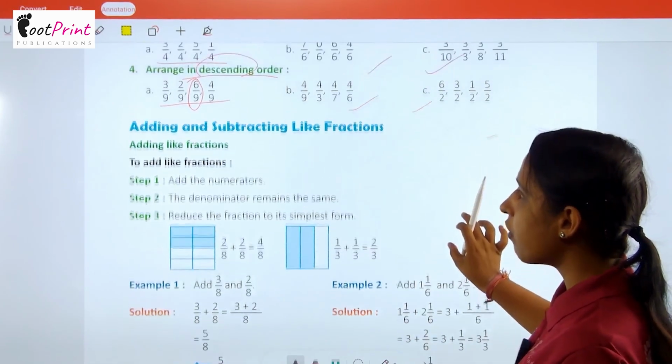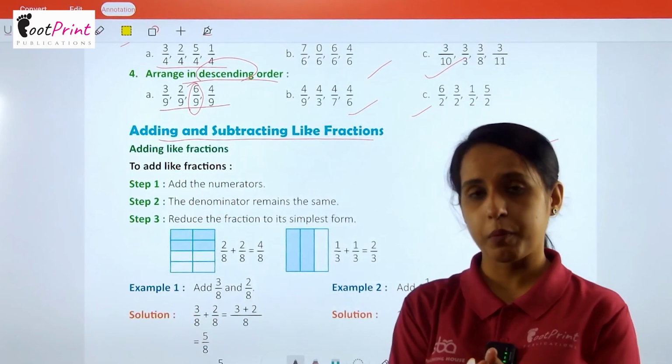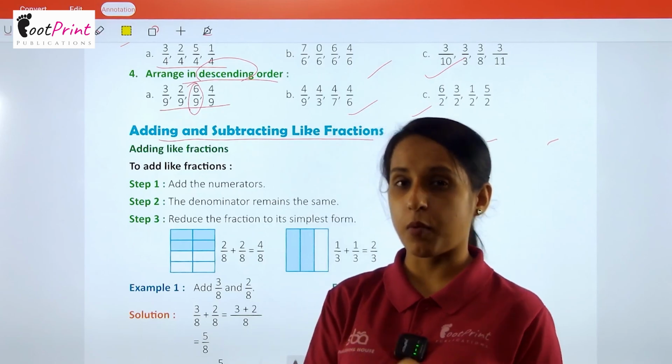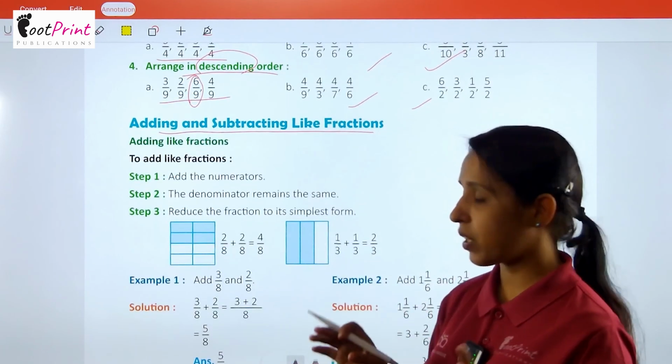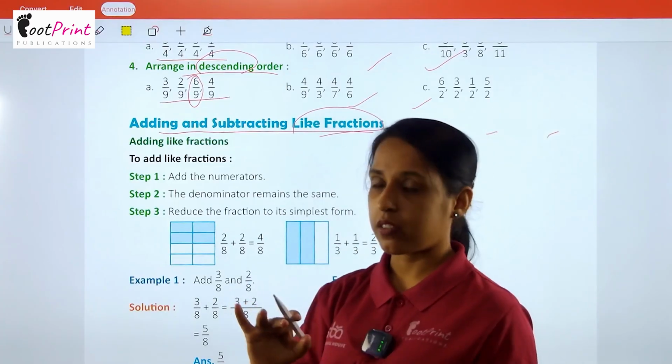So now we will learn adding and subtracting like fractions. Like fraction आप सबको पता है, denominator जिसका same हो. So denominator same हो मतलब like fraction जो हमारे होंगे उनको add और subtract कैसे करेंगे.